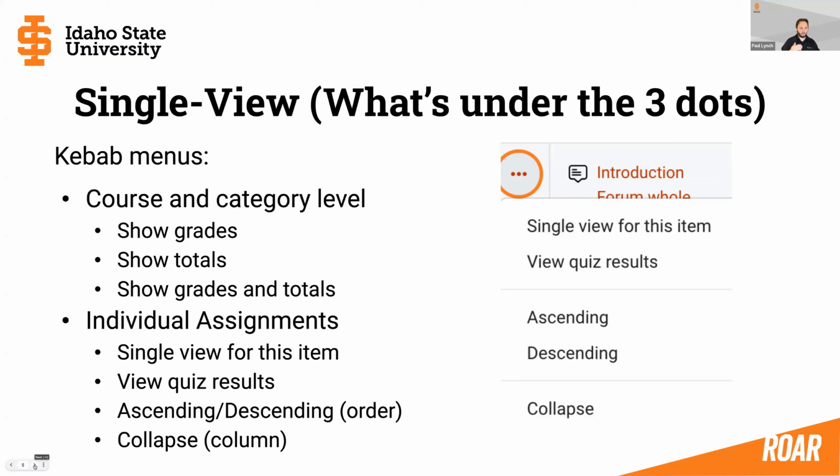We can change the order of the items within that row. We can change it to be in ascending order or descending order. Or if we want to hide that column, so to speak, we can also select to collapse it.